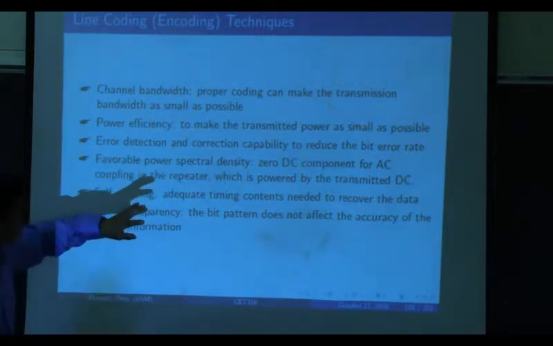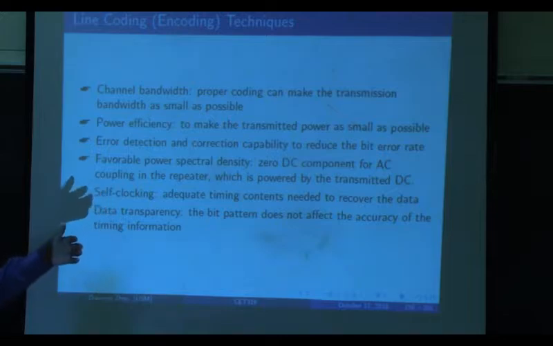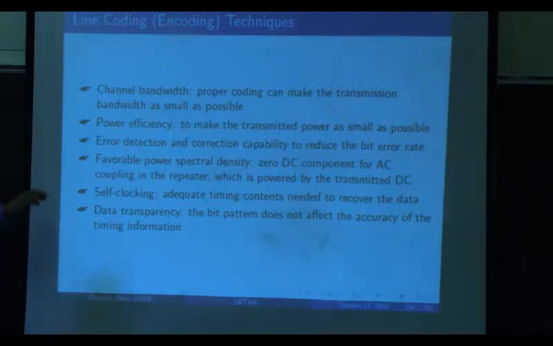Favorable power spectrum density: zero DC component for AC coupling in the repeater. Remember when we design amplifiers, between each stage, usually we are going to use a capacitor, right? So that means if your input has a DC component, then you cannot use this kind of amplifier, because they cannot be coupled from one stage to the next through the capacitor. If the code has only AC component, then that's perfect.